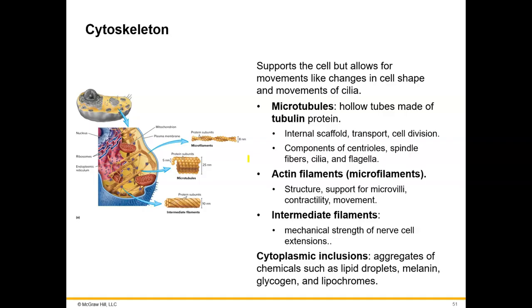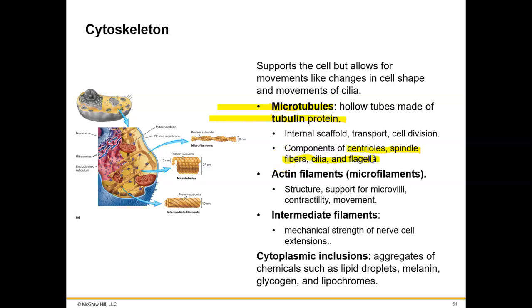Okay. The cytoskeleton consists of 3 protein fibers. Microtubules are the thickest of the fibers, and they're made of a protein called tubulin. We find microtubules forming spindle fibers during cell division. They are components of centrioles, which are important during cell division. They are components of the cilia and flagella, and they play a role in the movement of cilia and flagella.